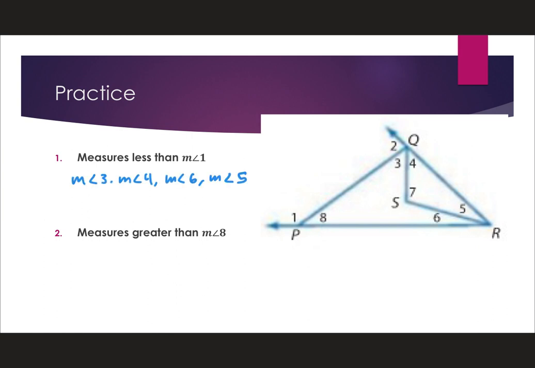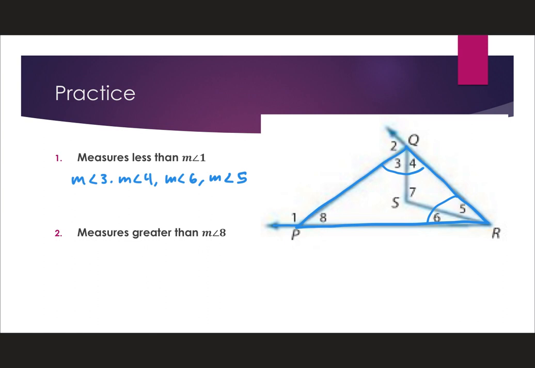All right, and here is the answer for number 1. So to show you, we have our big triangle right here. There's our big triangle, and the two remote interior angles for this would be 3 plus 4 and 5 plus 6. So those are the two remote interior angles for angle 1, so therefore they are less than angle 1.